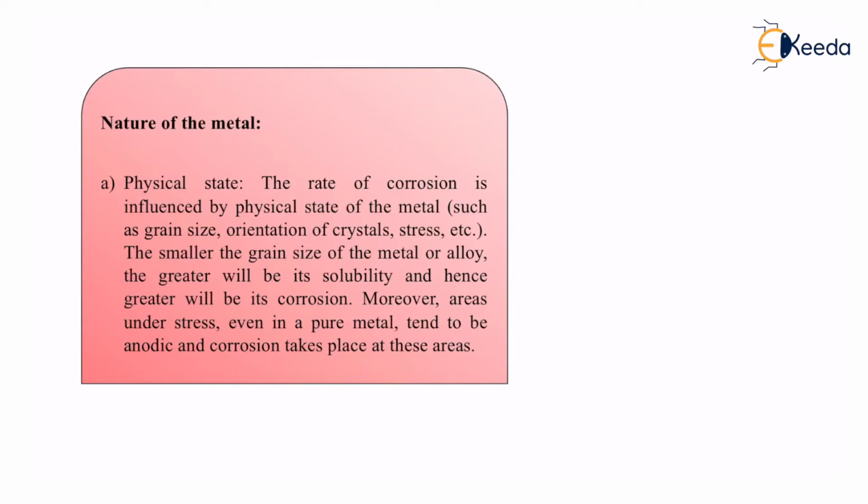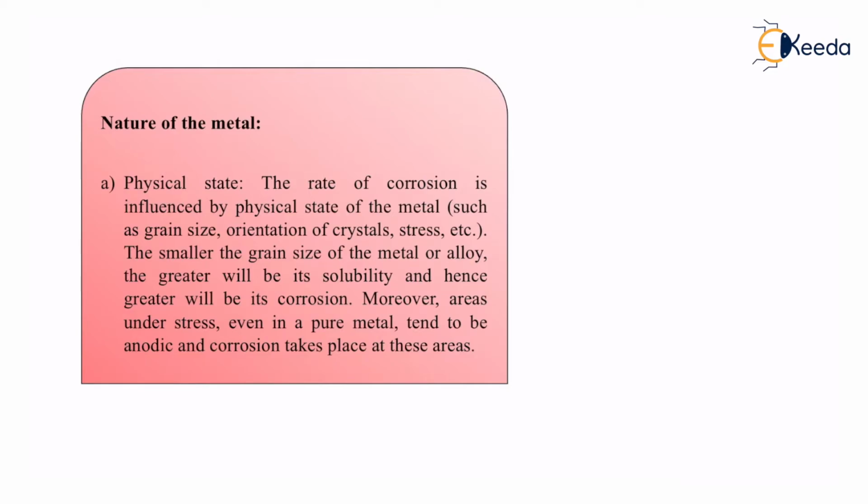But that does not mean that both of them are the same. That does not mean it is easier to destroy one and not to destroy the other. Destruction, rust, any kind of interaction also depends on various kinds of physical dimensions. The smaller the grain size of the metal or alloy, the greater will be its solubility, and hence the greater will be the corrosion. It's very simple.